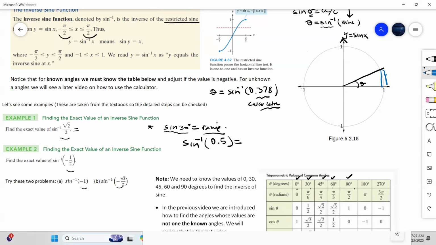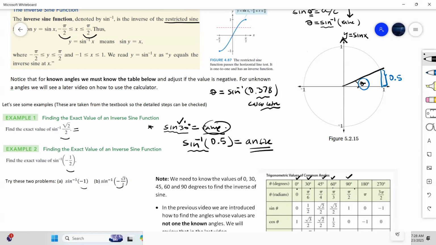So they are telling you that this length here is 0.5, and they want you to find the angle. So this question, the inverse, is always going to be find me the angle. Whereas this question here is find me the value, okay, whose sine of that angle equals the value. All right, does that make sense?